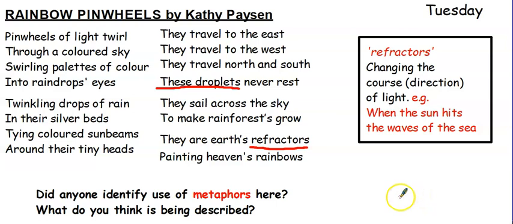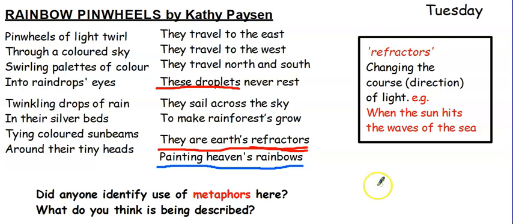It says there are metaphors in the poem. I wonder if you spotted some of those as well. To describe something as being something else, so they are Earth's refractors. There's your metaphor there. They are Earth's ability to bounce light off one another. And they've given some personification here. Use a different colour. Painting heaven's rainbows implies that they do this deliberately, so giving it a human characteristic.